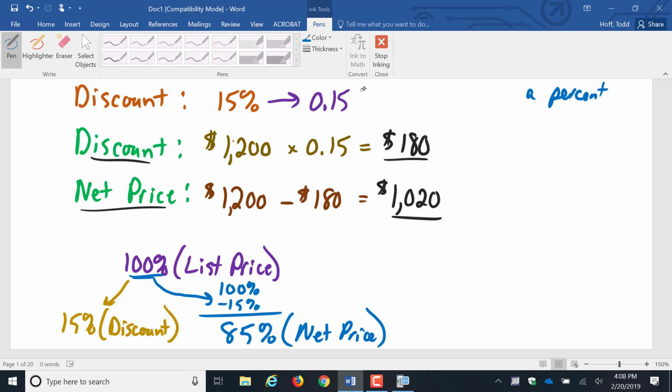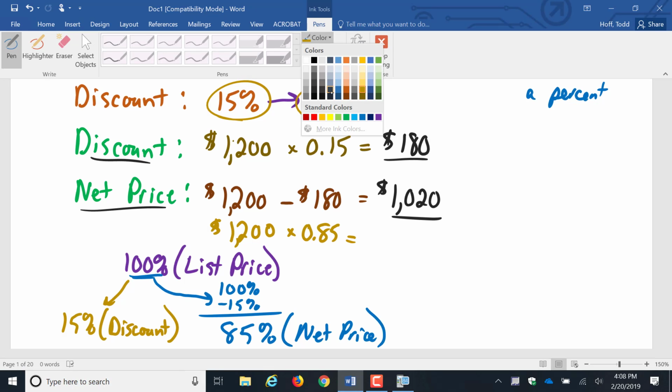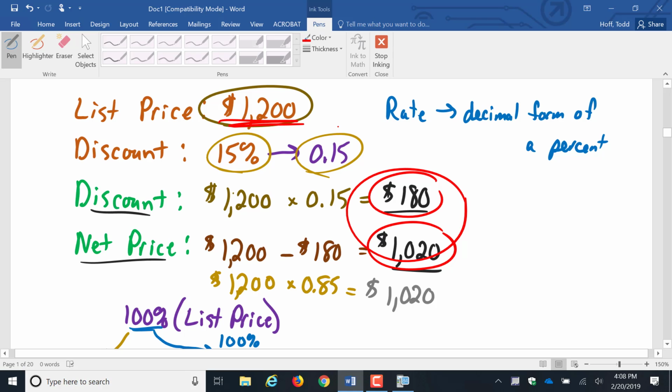So I could come up here, and rather than just taking the 1,200 minus 180, I could multiply 1,200 by 0.85. That's the complement of my 15% discount. And that will multiply out to be $1,020. Now I should note, when you get to this point, that discount and the net price should always add back up to that original list price, and here it does.